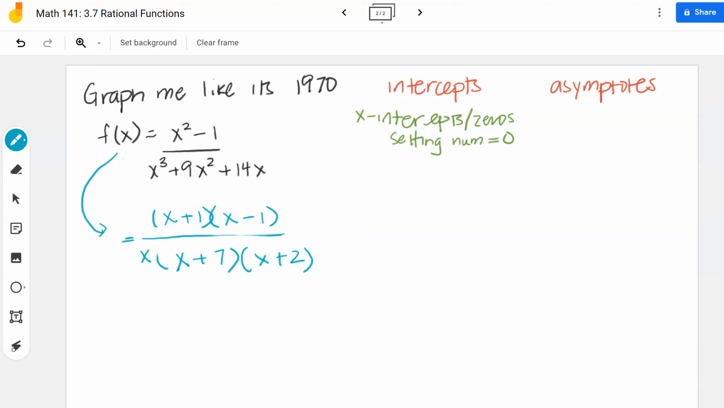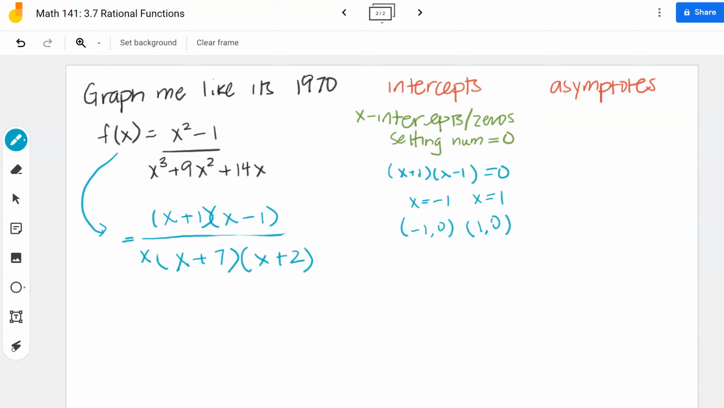So in terms of setting my numerator equal to 0, I'm taking this x plus 1, x minus 1, and setting it equal to 0. So x is equal to negative 1, or x is equal to 1. And technically, if I'm going to be good about it, I should give intercepts as ordered pairs. So if this was a question on a test, I should write negative 1 comma 0 and 1 comma 0 as my intercepts, as opposed to writing just x is equal to negative 1, x is equal to 1, because that doesn't convey the whole bit of information.